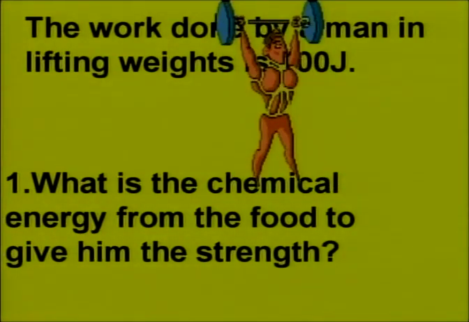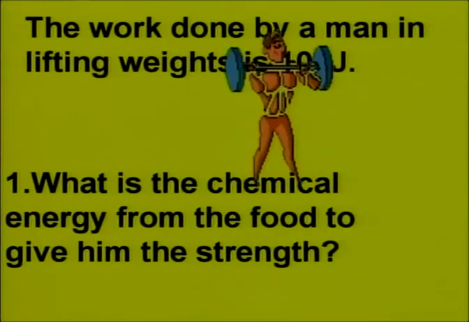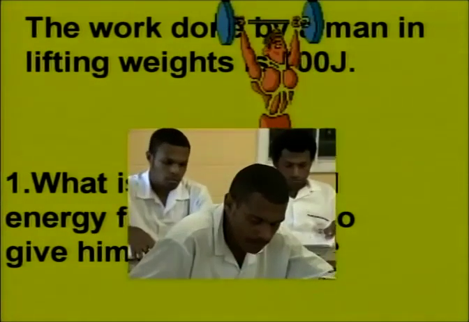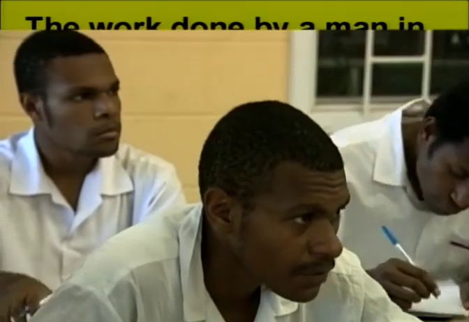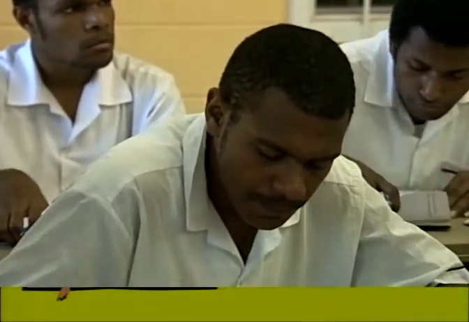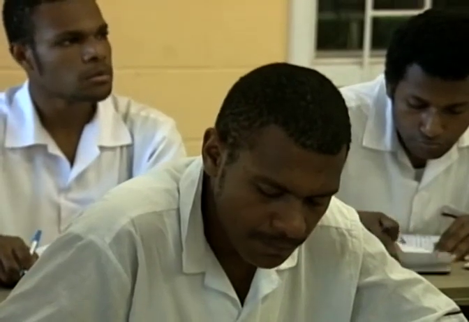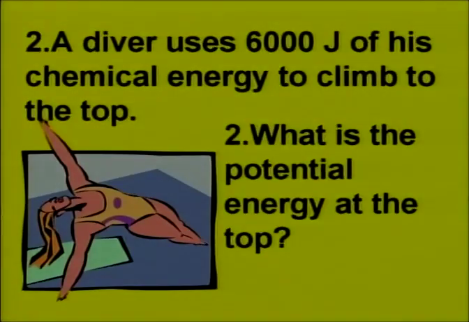Okay, if I have to give you question number two, moving on to question number 2: if a diver has to use about 6,000 joules of his chemical energy to climb to the top of the stair or the platform, and then he or she is trying to do some kind of gymnastic move, what is the potential energy at the top?